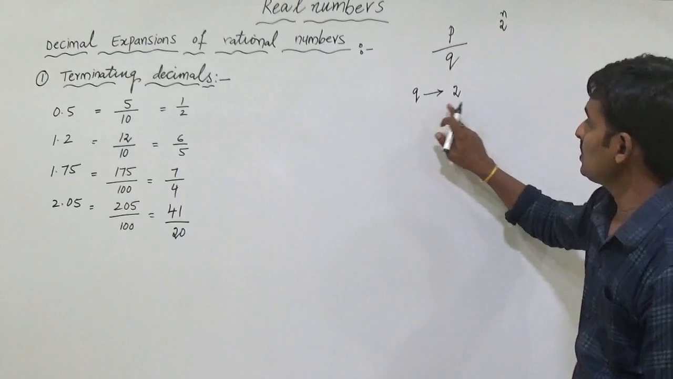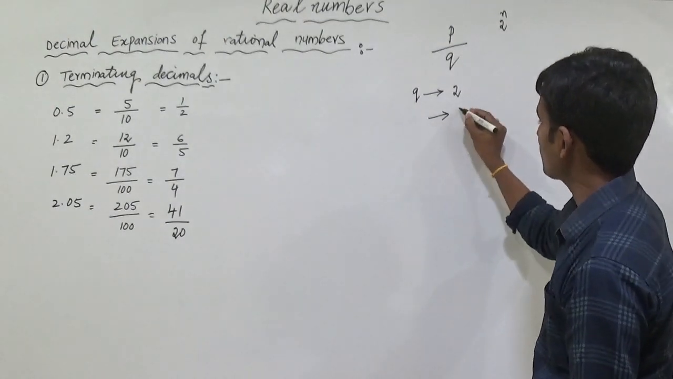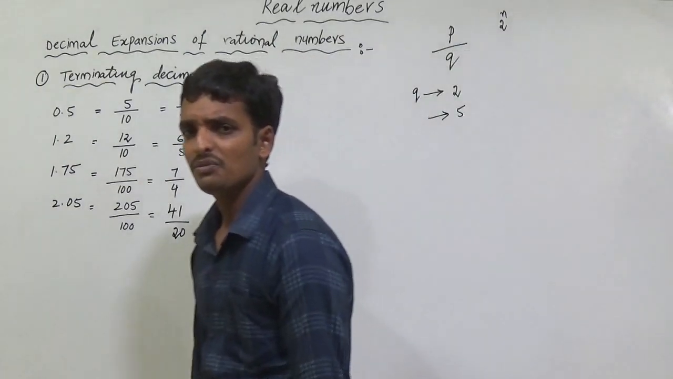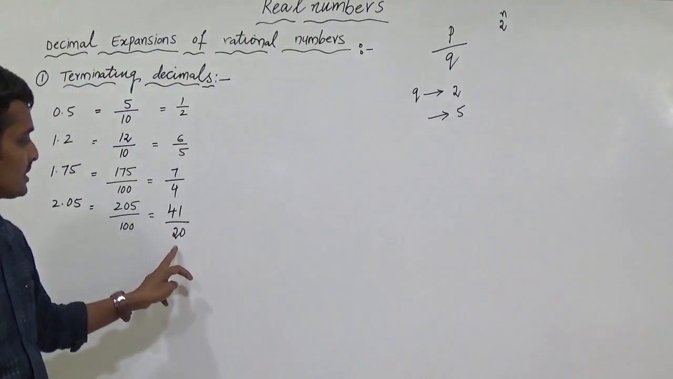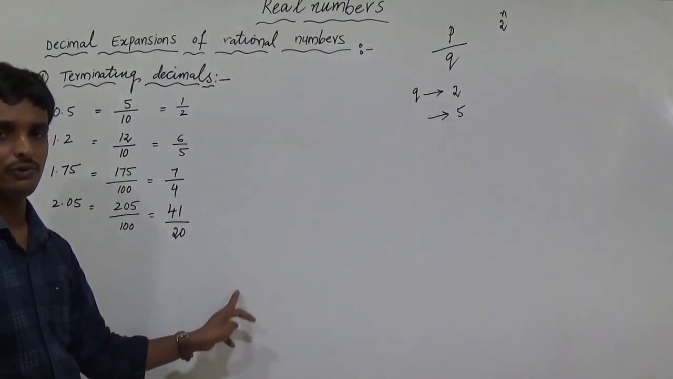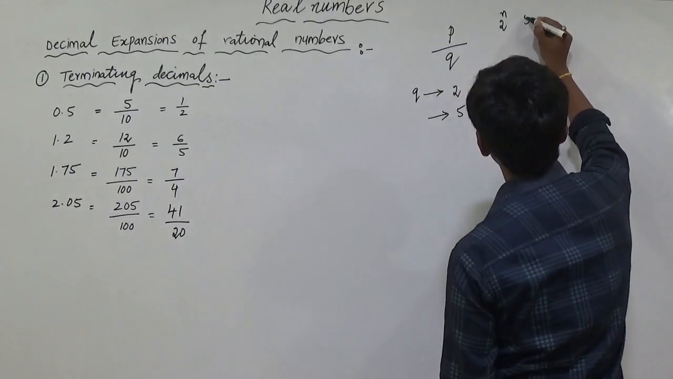So either q is in the form of only 2's, or only 5's. Only 5's are there, there are no 2's. Like this, only 5. Sorry, 5 into 5 into 5. Otherwise 5 into 5 into 5 into 5 into 5, like that. So that means 5 power m.